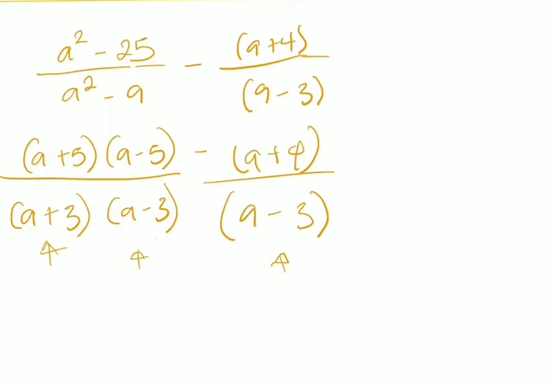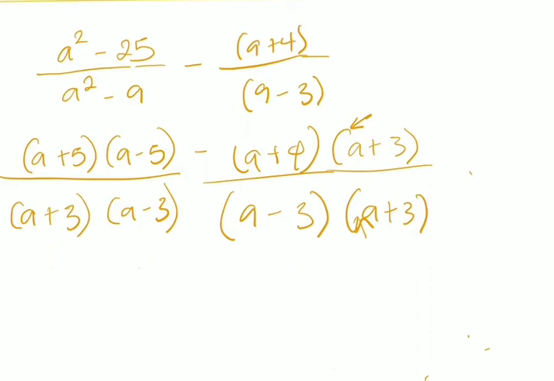And in order to get it on this side, if you remember back from adding and subtracting fractions, all you have to do is multiply the top and the bottom of this side by a plus 3. So we're going to multiply this side by a plus 3, which automatically puts a plus 3 here. And then we're going to multiply the top by a plus 3 as well, which automatically puts a plus 3 there. That's why it's important to factor, so you can see what is identical and what's not. Now we can go ahead and subtract.